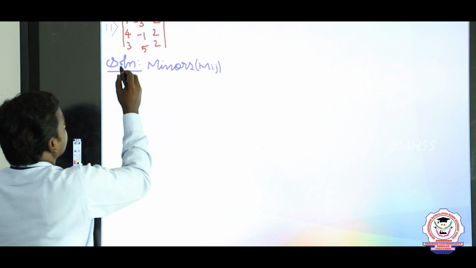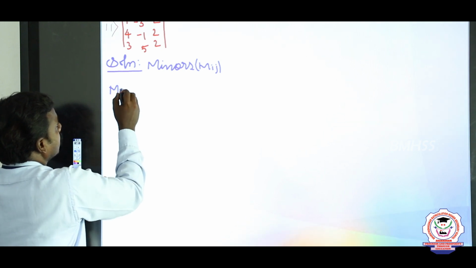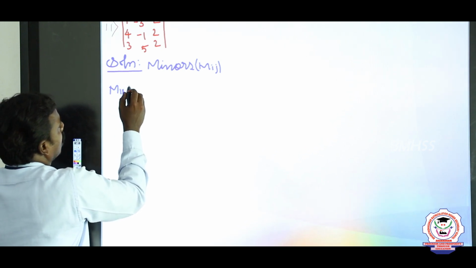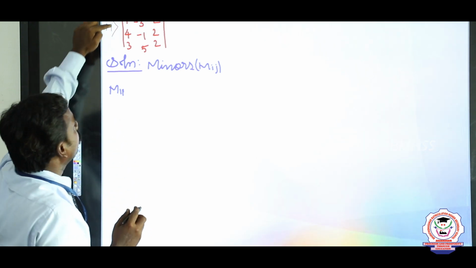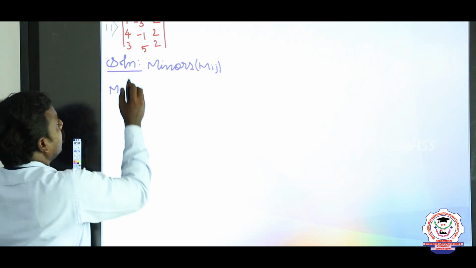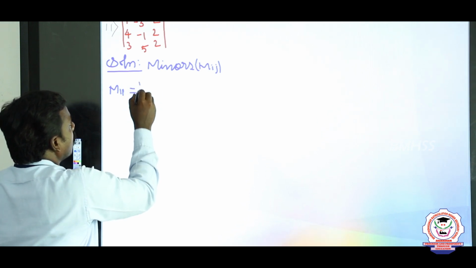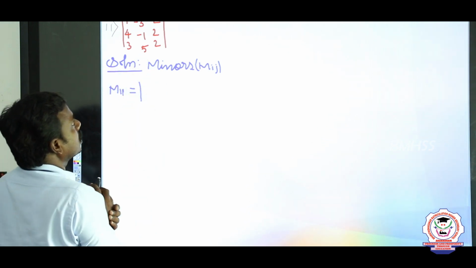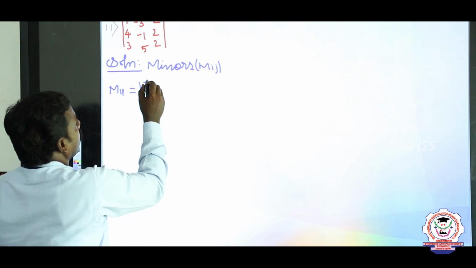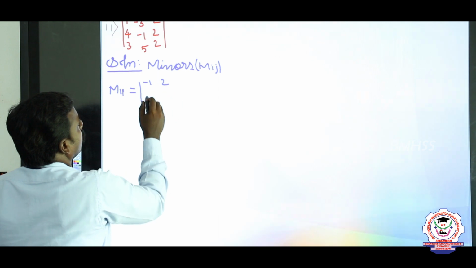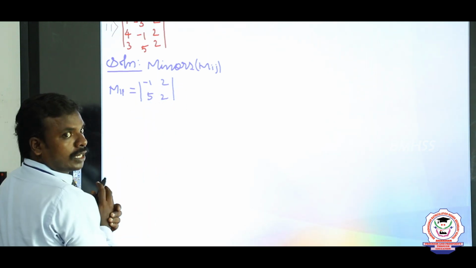Listen, dears, first M11. This is first row, first column, that is the position of plus 1. I am going to find the minor of plus 1. Very simple: we need to omit the first row and first column. The remaining elements are minus 1, 2, 5, 2. From this I am going to determine the value.